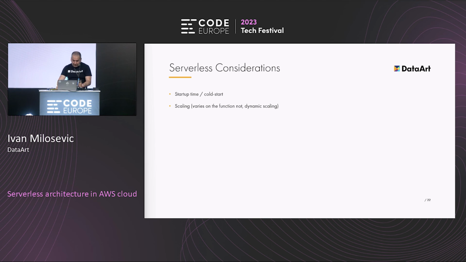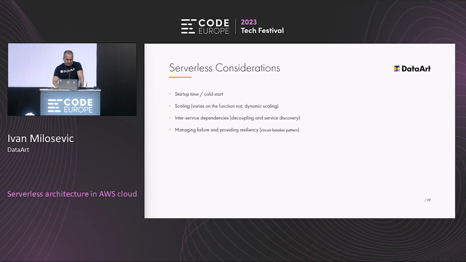Scaling. It's not like a server type of architecture where you can say, okay, I want 10 servers at this time, and after, based on some parameter, I want 15, or at 5 o'clock, I need 6. No, sometimes it can actually be introduced in the code. And also inter-service dependencies.